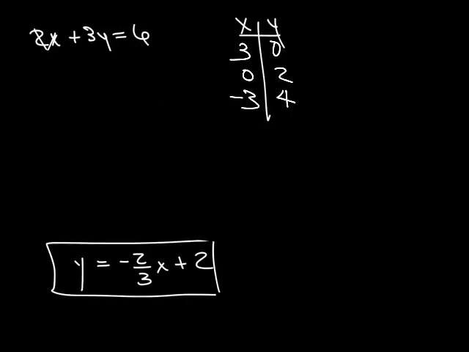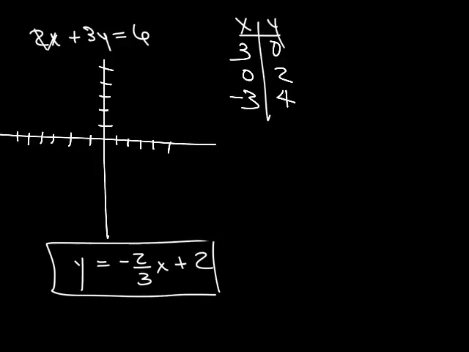You need 3 points in order to graph. So what do I have here? I've got the point (3, 0). Then I have the point (0, 2). And then I have negative 3, 1, 2, 3, 4, about right here. Then I connect the dots, and I have a straight line. That pink line is the graph, or the picture, of the equation 2x plus 3y equals 6.